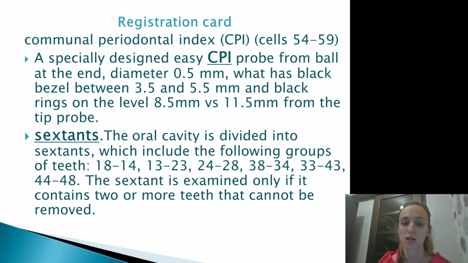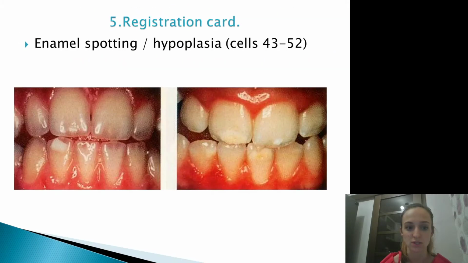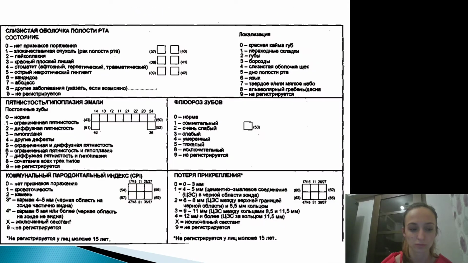Registration card, community periodontal index. The cells for this index are 54, 59. Please look. It is the community periodontal index. Here you write information about this index.